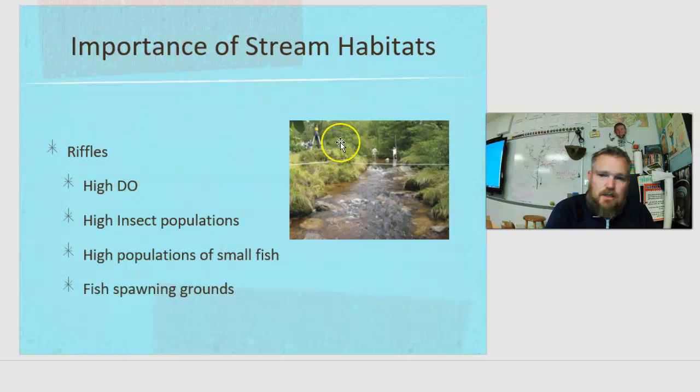So just to quickly go through those habitats and the importance of them. Riffles have high dissolved oxygen. They also serve as high insect populations. I said most insects start their life in water, so this is where they typically live, in riffly sections. There's usually a high population of small fish there. They're hunting those insect nymphs usually, and then they also serve as great fish spawning grounds because of the little rocks. There's crevices to lay your eggs in that protects them, and then it's also high in dissolved oxygen, which is what those fish eggs typically will need. So usually fish will spawn in those areas.